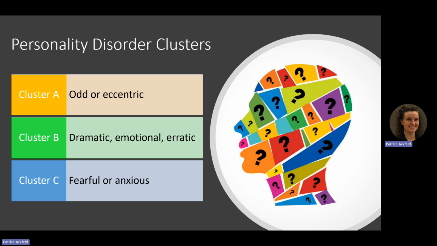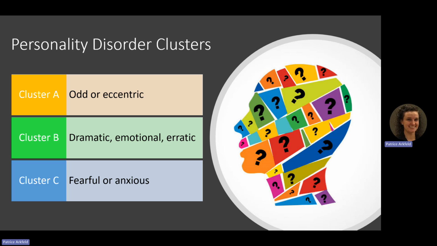Cluster B is our largest cluster. This is the dramatic, emotional, and erratic cluster. There are 4 diagnoses in this category, and they include antisocial personality disorder, borderline personality disorder, histrionic personality disorder, and narcissistic personality disorder. And then cluster C, our final cluster, is what we call the anxious and fearful cluster. The diagnoses included in this cluster are avoidant personality disorder, dependent personality disorder, and obsessive compulsive personality disorder.